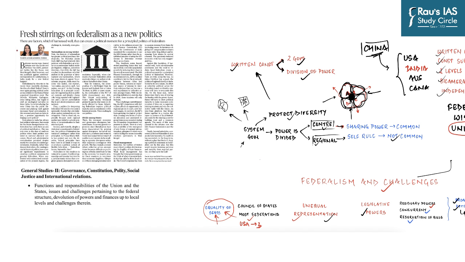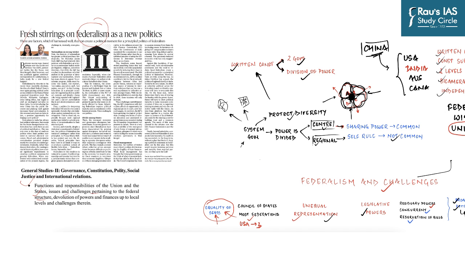Fresh stirrings on federalism as a new politics appears as a lead article on page number 6, where the authors talk about a very important topic for UPSC Civil Services Examination, which is federalism. The article, although quite political, can provide us grounds to cover this important topic as it is mentioned in the syllabus, issues and challenges pertaining to the federal structure under GS paper 2. And you have seen how my seniors Baswa sir and Mangal sir have instructed me to cover this topic in great detail, and so it becomes my duty to cover it from the perspective of mains as well as prelims syllabus.